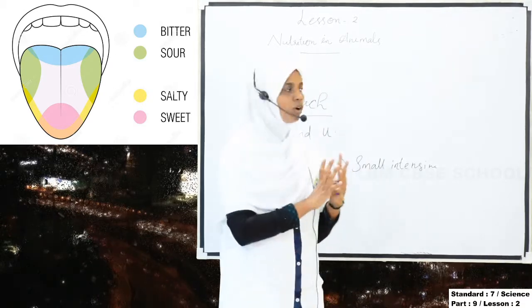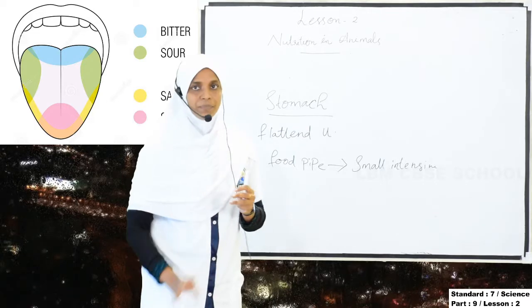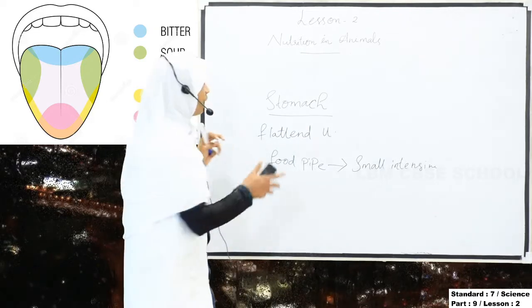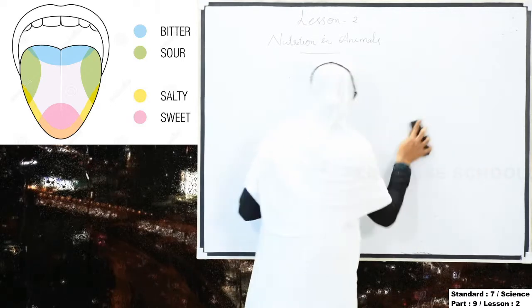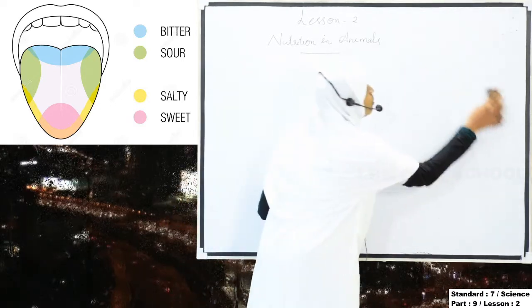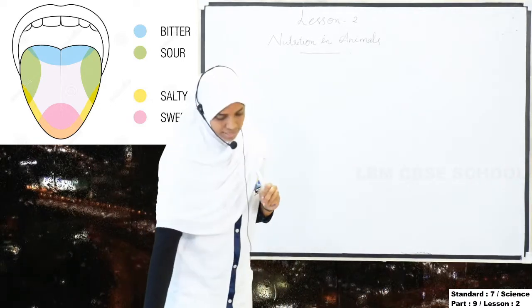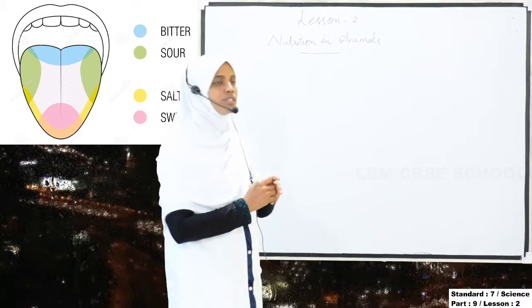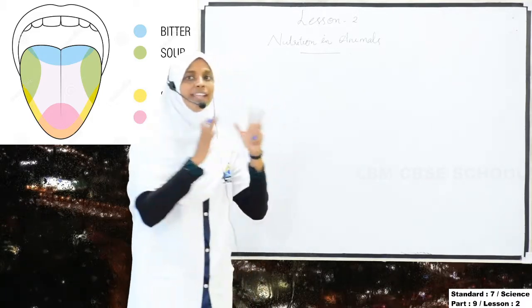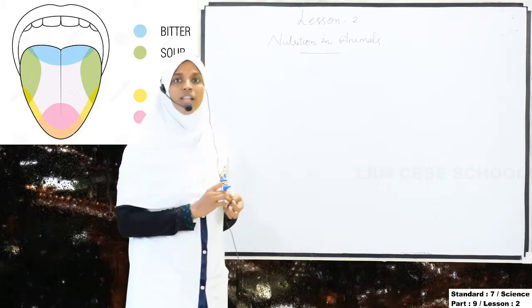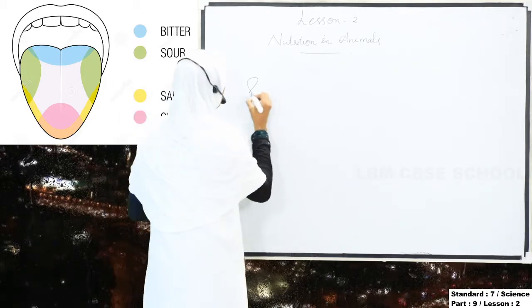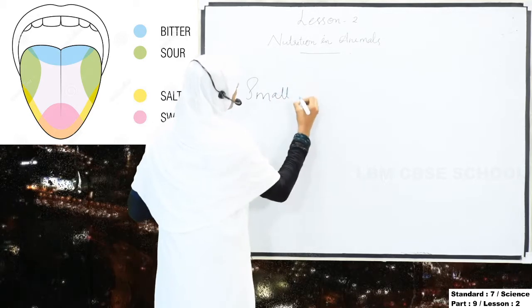So this is about the stomach: a thick walled bag, shaped like a flattened U, that receives food from the food pipe and opens into the small intestine. And after the stomach, where does the food reach? After the stomach, the food reaches the small intestine. So the next part is the small intestine.